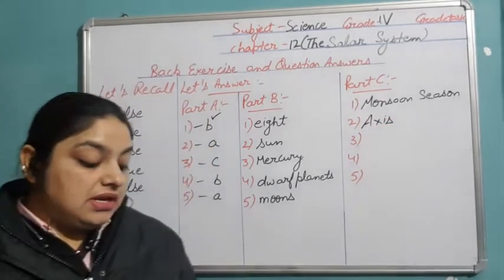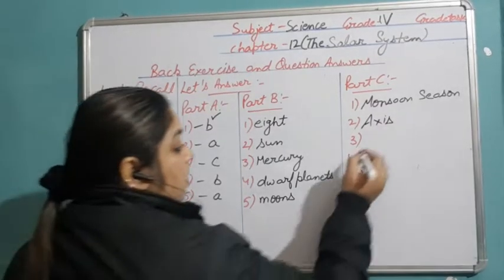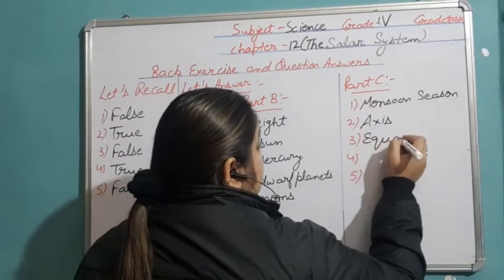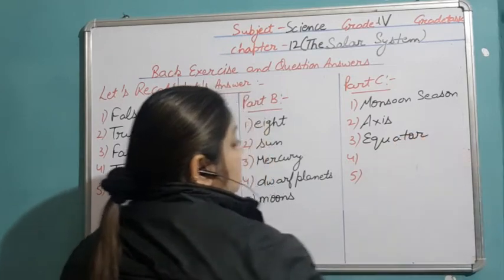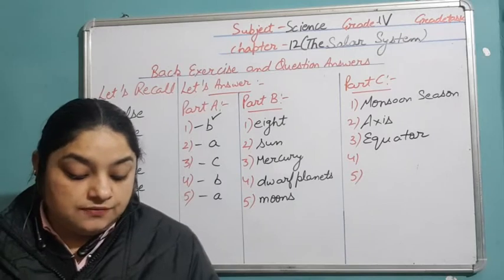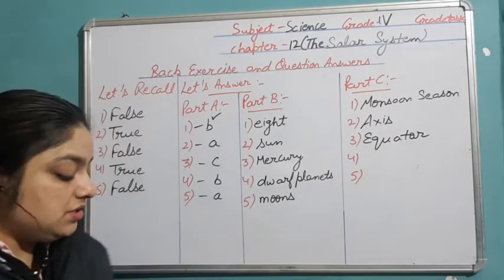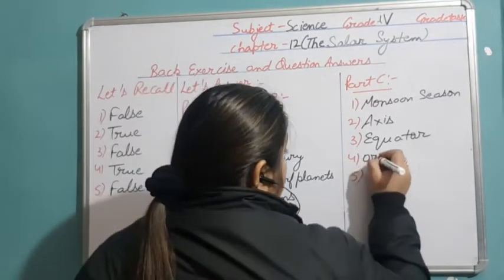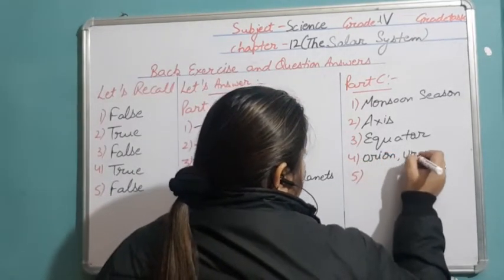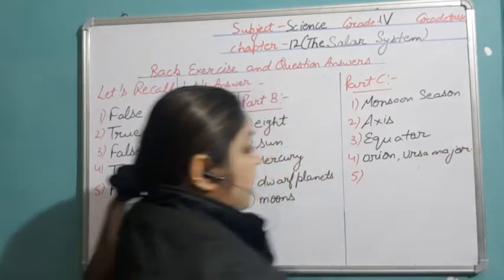Third, the imaginary line that divides the Earth into two equal halves. We call it equator, and it divides the Earth into northern hemisphere and southern hemisphere. Fourth is two constellations. You can name any two constellations. I'm writing Orion, Ursa Major. You can write Ursa Minor also.